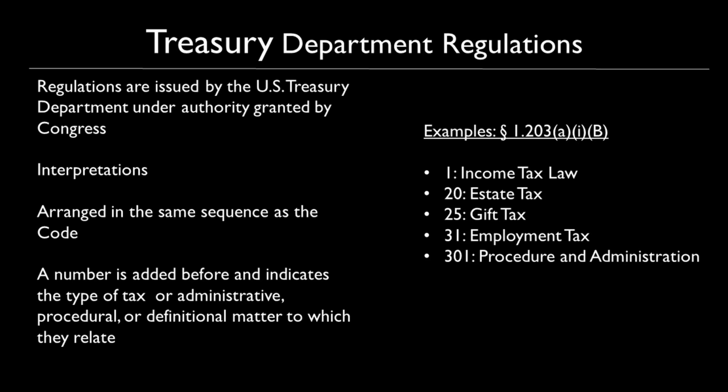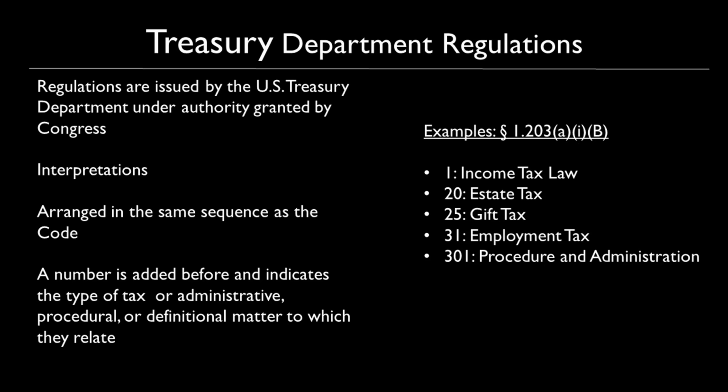They're arranged in the same sequence as the Internal Revenue Code. However, a number is first added before and indicates the type of tax or administrative, procedural, or definitional matter to which they relate. For example, Treasury Regulation Section 1.203 identifies what this regulation is about. First, the 1 before the dot indicates what type of information this is regarding. This is over income tax law.